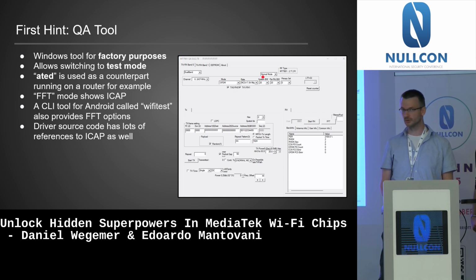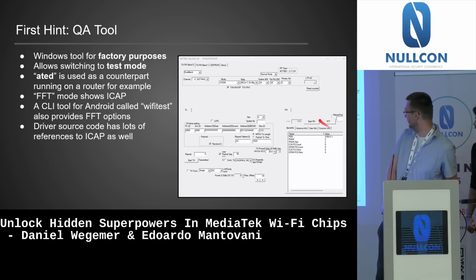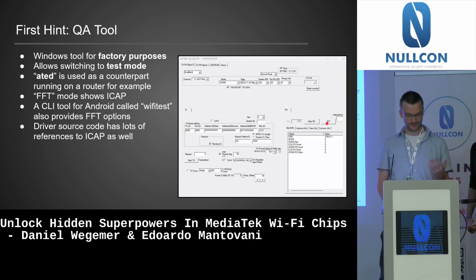And there is also a tool called ATED. If you use it in conjunction with a Wi-Fi router, it basically acts as a counterpart. And then you send commands from this UI towards this ATED. And then this ATED in return will call the kernel. And then it goes from there. And so the most interesting thing for us was this FFT button, and we knew that this somehow needed to or will result in getting us the spectrum of the incoming signal, but we never got it to work with this actual tool, and we somehow wanted to make it work.